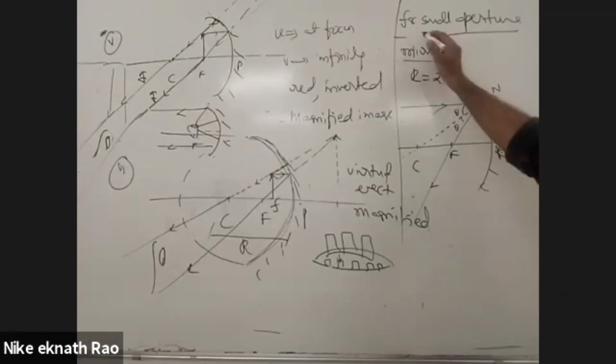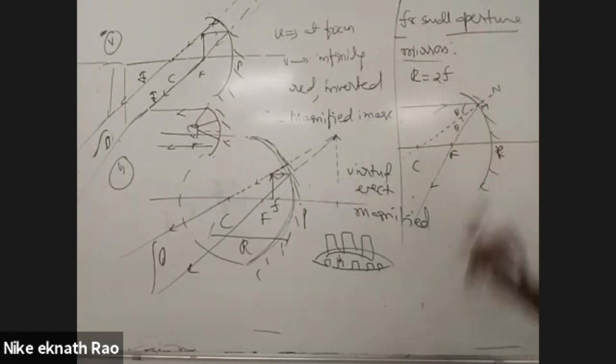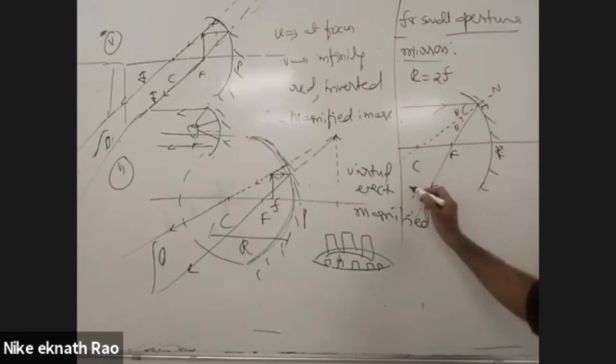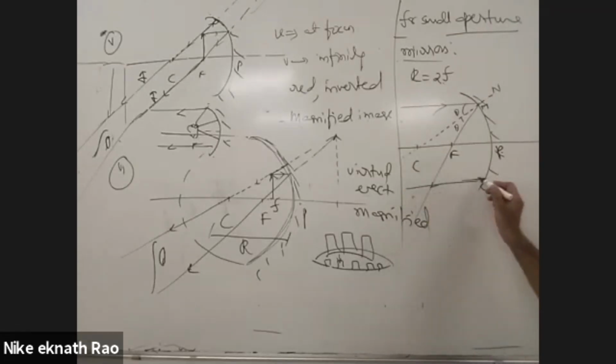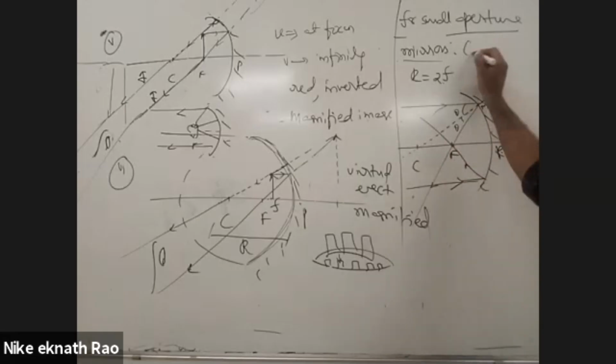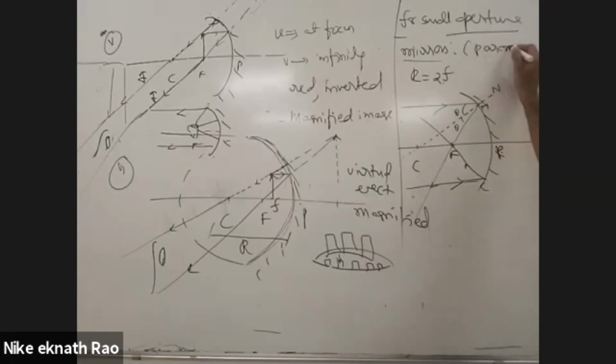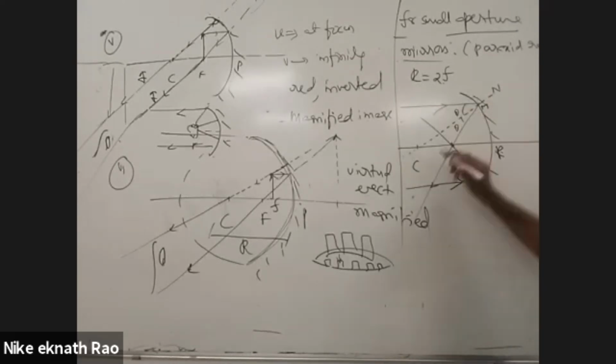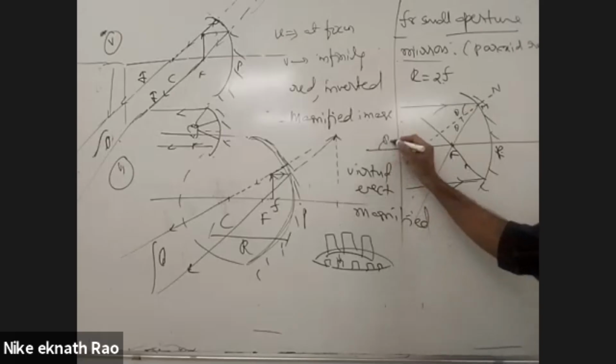For small aperture mirrors, R is equal to 2F. If I take light rays from the sun or another distant object, like parallel rays, where will they converge? At the focus, yes or no? This holds for small aperture mirrors and the paraxial condition. Paraxial rays are very close to the principal axis.